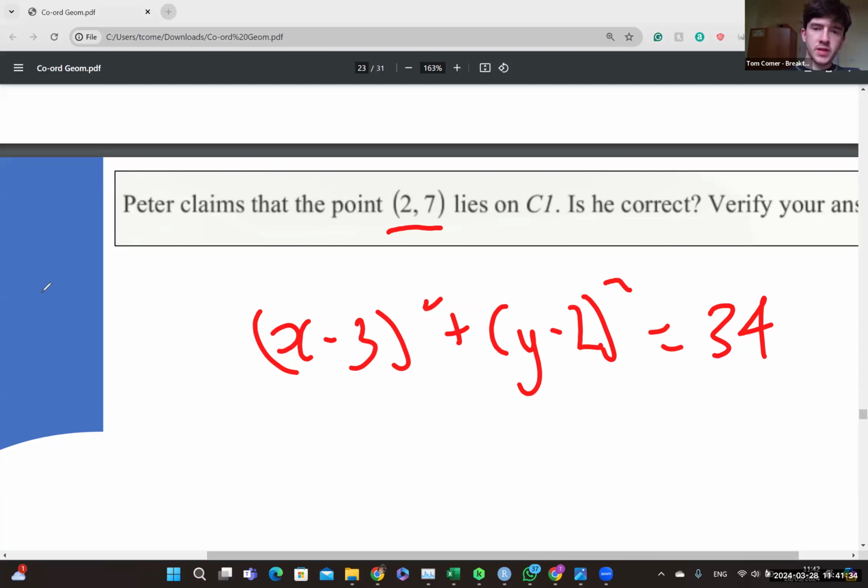So all I want you to do for this one, really similar to the line, this is them sort of combining the questions. I want you to substitute the coordinates for the points x and y. So sub in x as 2, sub in y as 7, and that should equal 34. Okay? So let me know if you've managed to get this question, okay? So we're just going to substitute in our values for 2 and 7, okay?